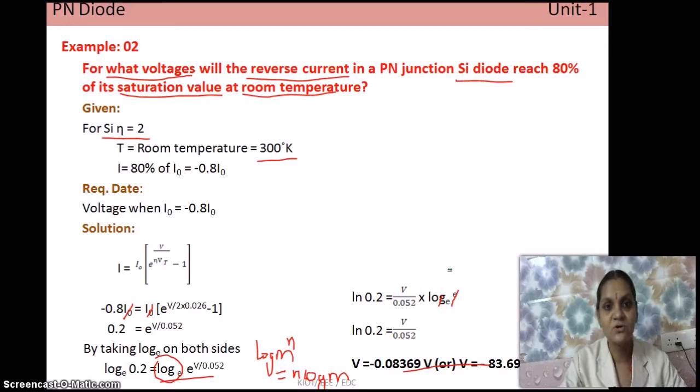Right? So two problems we have discussed. I hope you will get the concept of how to use the diode current equation while solving the problems. For additional examples you refer to the material I am posting in the group. Right? Thank you for watching.